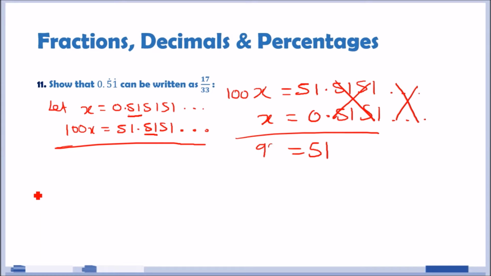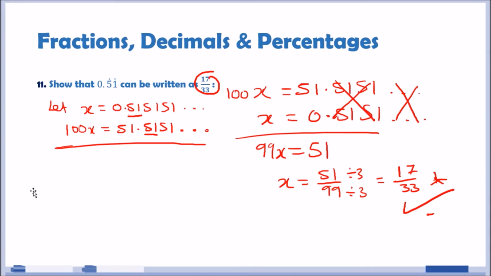100x take away x is 99x. Dividing both sides by 99, we're left with x equals 51 over 99. A neat trick to know is that adding both digits will give us a multiple of 3. This is how we know that we can simplify and divide it by 3. Dividing by 3, both up and down, will give us a lovely 17 over 33. Hence, proving this. So well done, guys. Let's move on.